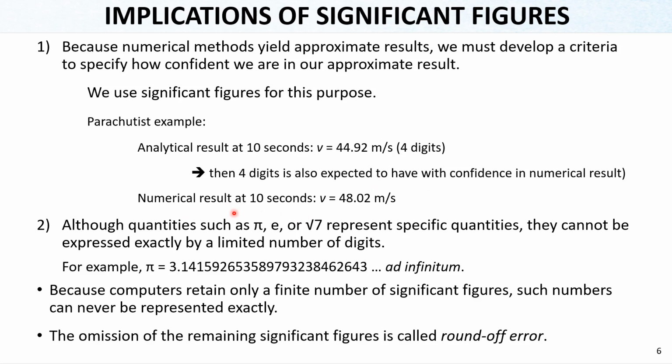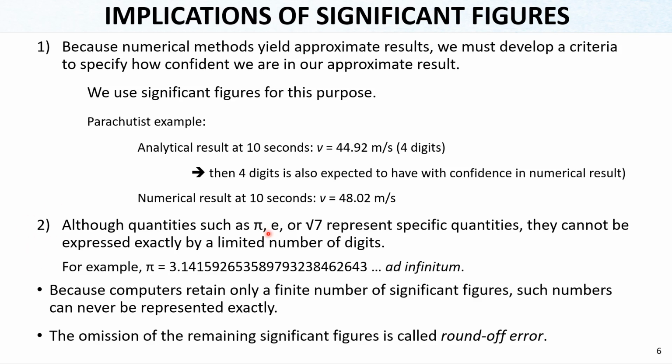Although we may find more digits in the numerical result, because we know the exact solution, it's better to use the same number of digits in the numerical result as well. And here also we show at 10 seconds. This was the approximation, if you remember. But if you don't know the analytical result, then whatever value the numerical result gives, we can use that as the significant digits.